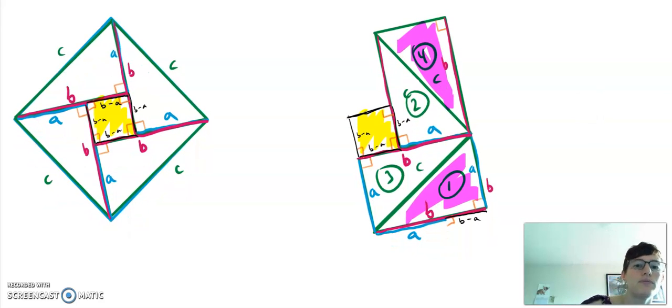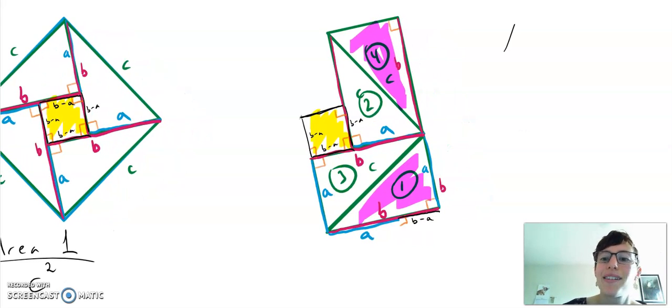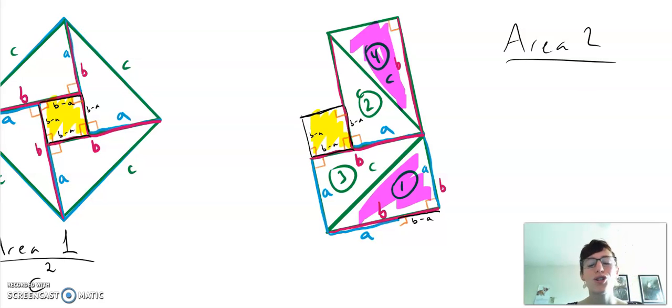First one, area 1, or area method 1. We have a square. Its side is c. So its area is c times c, or c squared. Done. This one, more fun. Area 2. We have 2 rectangles and a square to deal with.